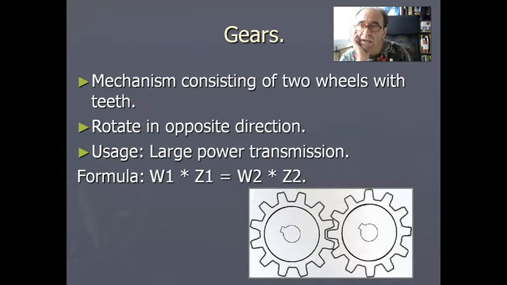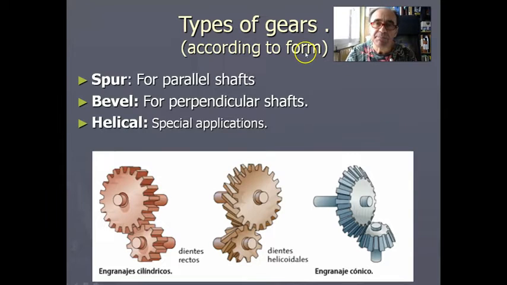And the most common way for transmitting rotary motion are gears. Gears consist of two wheels with teeth. They rotate in opposite directions. Imagine that this one is rotating clockwise, so as a consequence, this one would be rotating counterclockwise. We use them when we want to transfer a lot of power. One disadvantage is that it is a little bit noisy, and we need to use oil for improving the transmission.